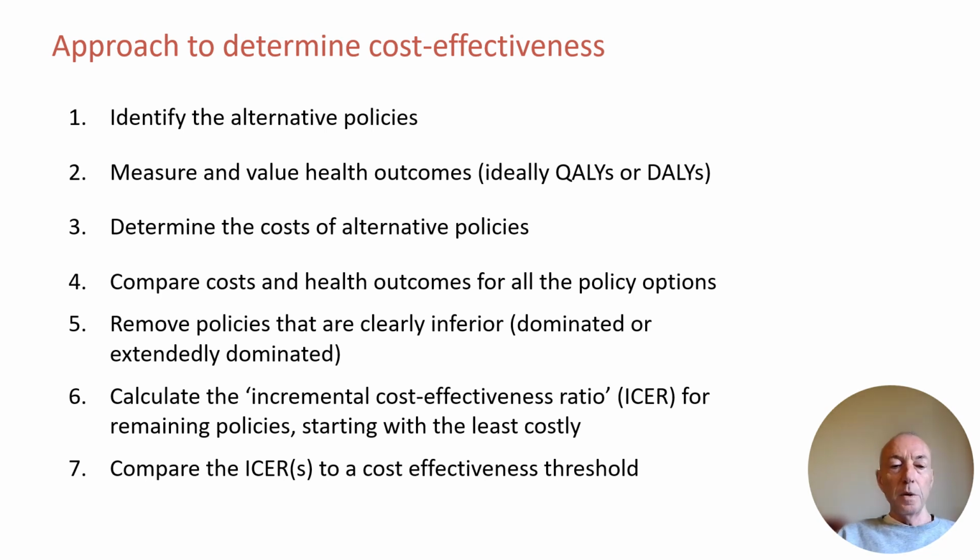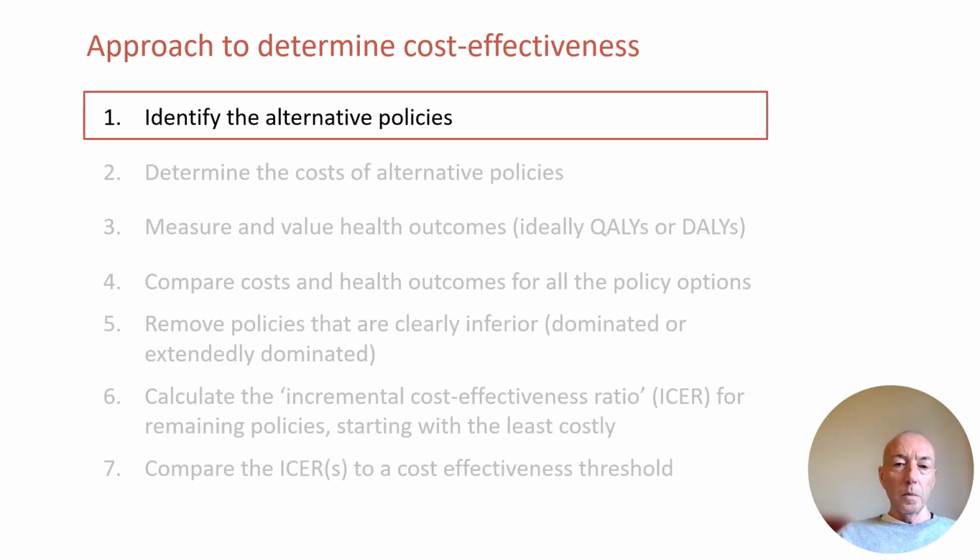Then number five, remove policies that are clearly inferior to at least one other policy, which we refer to as a policy being dominated or extendedly dominated. Number six is to calculate the incremental cost-effectiveness ratio, the ICER, for the remaining policies that are not dominated, starting with the least costly policy. And finally, number seven, compare the ICER to a cost-effectiveness threshold. So we'll go through these in steps.